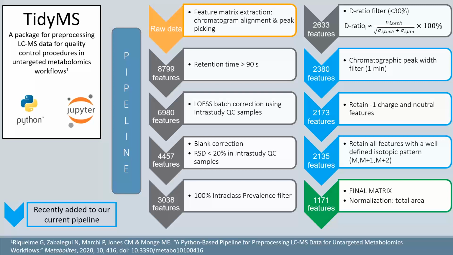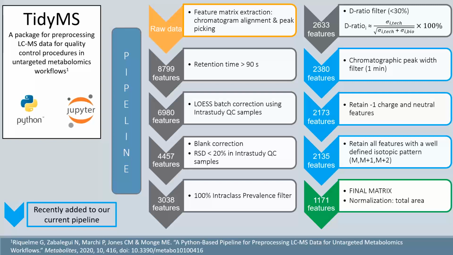After subtracting the blank, a coefficient of variation filter was applied, discarding all features with more than 20% of relative standard deviation in intrastudy QC samples. After that, a prevalence filter and a D-ratio filter were applied. The D-ratio filter is aimed at removing features with low biological relevance. The three last steps in light blue were recently added to our current pipeline and were aimed at obtaining potentially identifiable features. So finally, a feature matrix of around 1100 features was obtained.